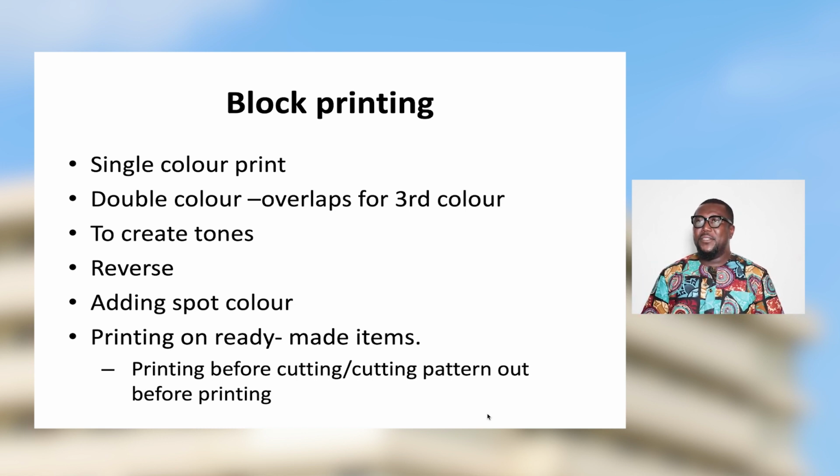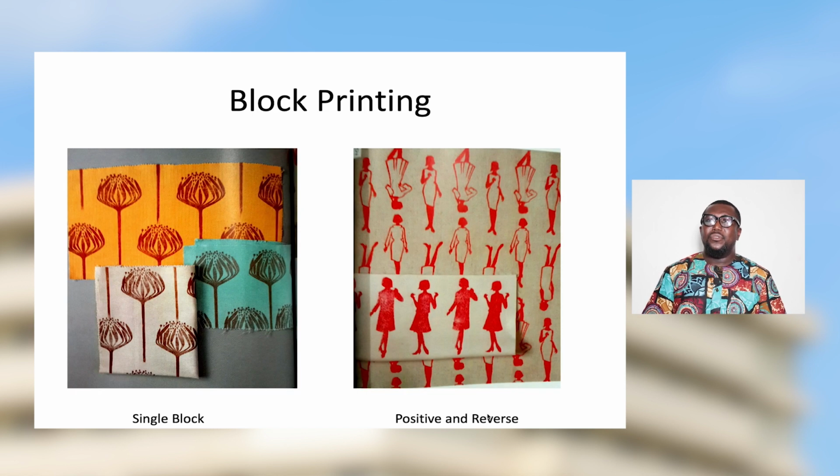It's a big word. When you hear block printing, what comes to mind? It is basically the use of blocks which are craftily designed to transfer prints from a block onto a substrate. It can be a fabric, it can be leather, it can be whatever material that you can talk of. So when you talk about block printing, we have different approaches and techniques. We have the single color print, we have the double color, that's the overlap for the third color. You can create tones, you can have the reverse, you can add spot color, you can also print on already made items. So when we talk about a single block, which is basically the use of just a single block, you have your designs on it, then you can transfer whatever design that you have onto your substrate.